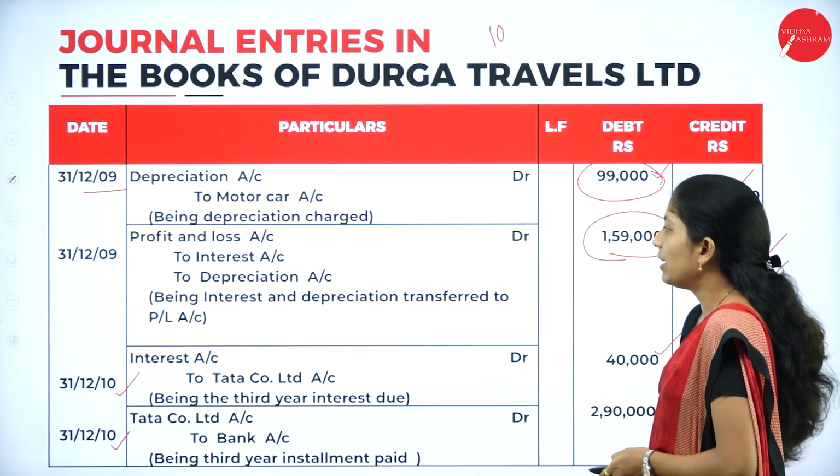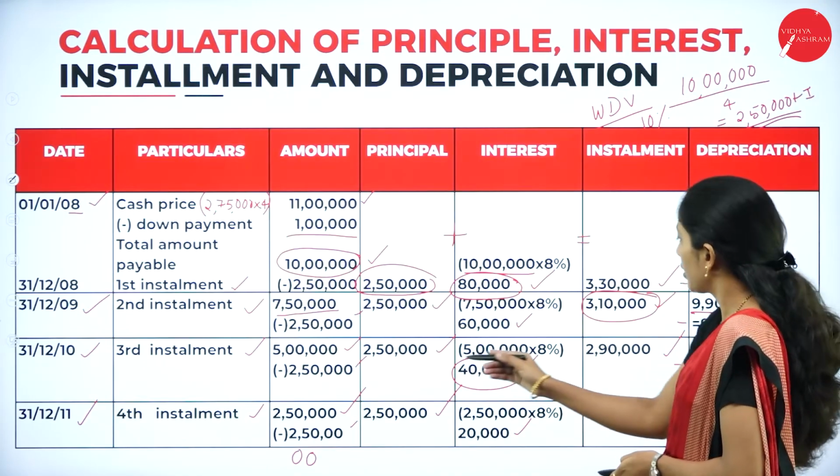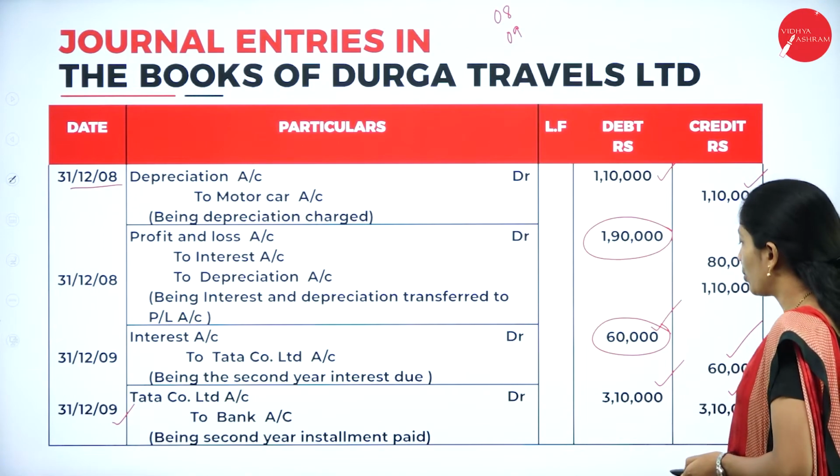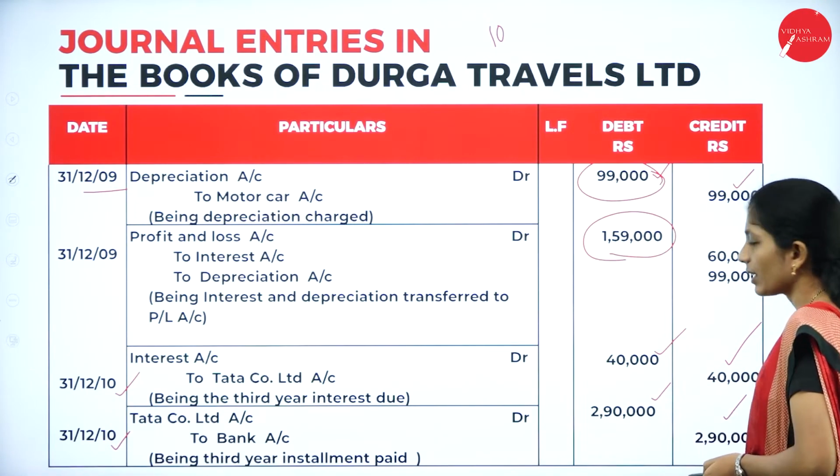Now go through the table. What is third year installment? Third year installment is 2,90,000. So write that 2,90,000. Now clear?